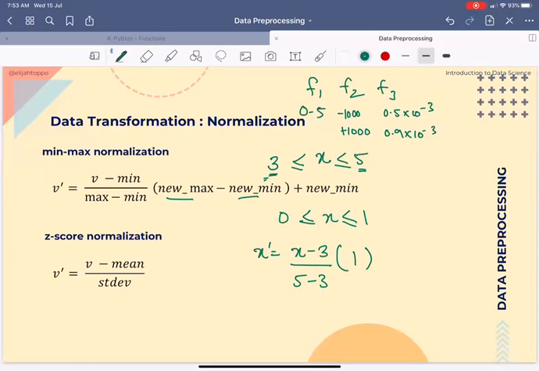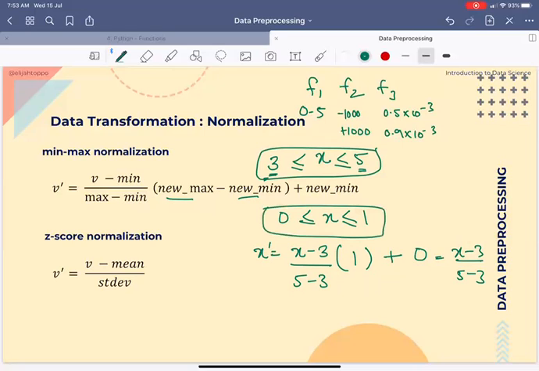So plus new min, which would be 0. By doing this operation, that is by just doing x minus 3 by 5 minus 3, what we have done is we have taken our data x, which would range from 3 to 5, and we have changed it to range from 0 to 1.